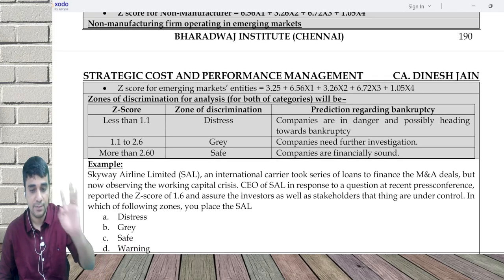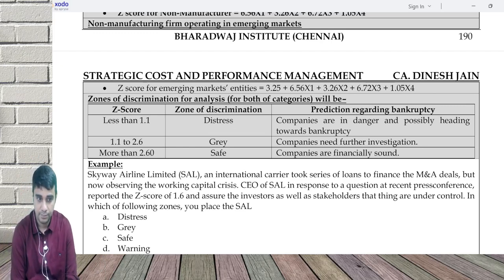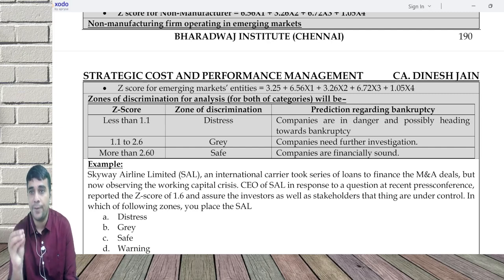Give me the answer to this. Which category is this? Is it a manufacturing company? Is it a private company? It is a listed manufacturing, private, non-manufacturing, emerging market, and we have the other market. The formula is different. The rules remain same.